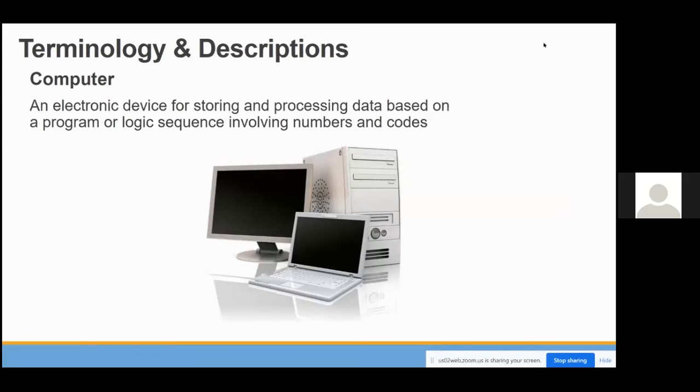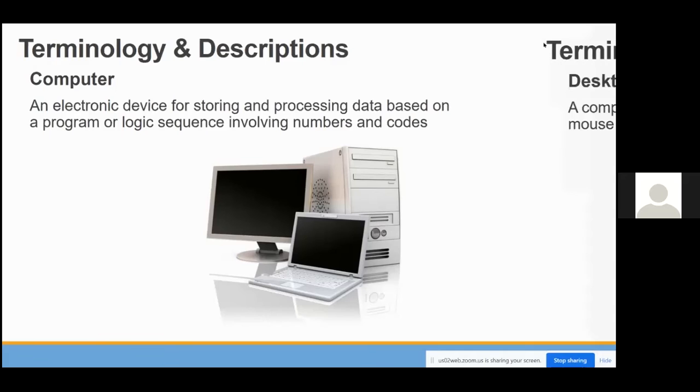In general, your computer, right? Your Windows 10 computer, the computer in general. So this could be a Mac, could be a Windows computer, could be a Chromebook. In general, the computer is an electronic device for storing and processing data based on a program or logic sequence involving numbers and codes. That's essentially a fancy way of saying that computers have a language. You may have heard of binary code, or that computers basically go in ones and zeros. So it's basically the same idea as turning your light switch on and off. So the more light switches go on and off, the more things you are telling your computer to do.